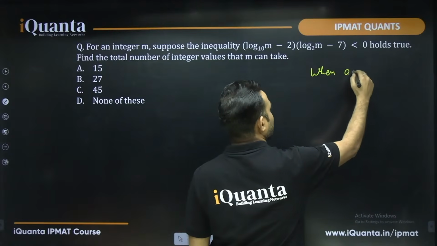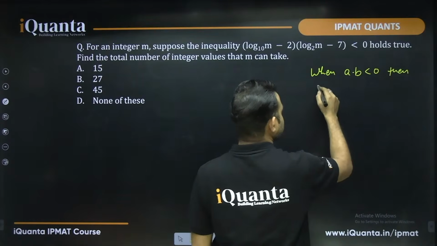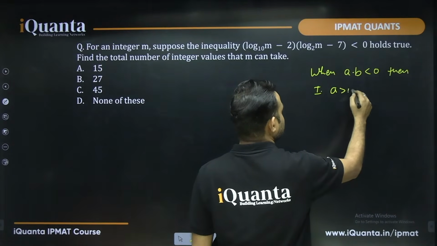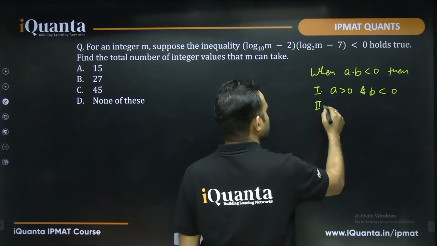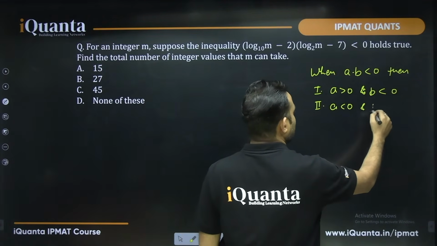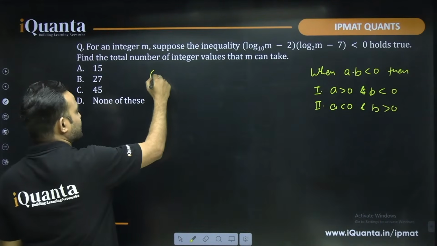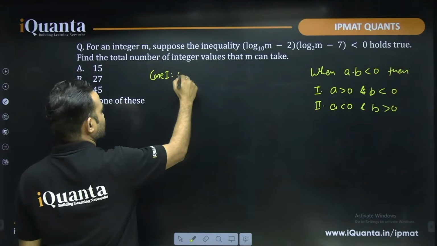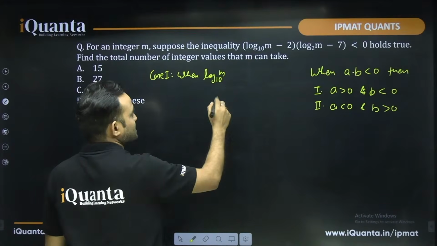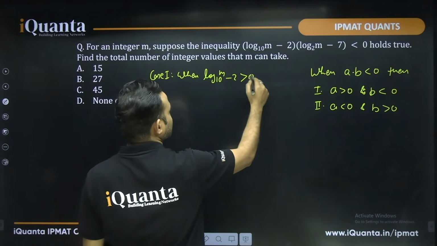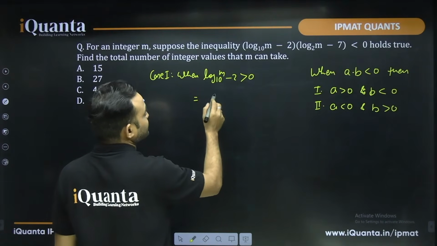Whenever we have a into b is less than 0, then there will be two cases. Case 1, a is greater than 0 and b is less than 0. Case 2, a is less than 0 and b is greater than 0. So here, case 1, when log m to the base 10 minus 2 is greater than 0.